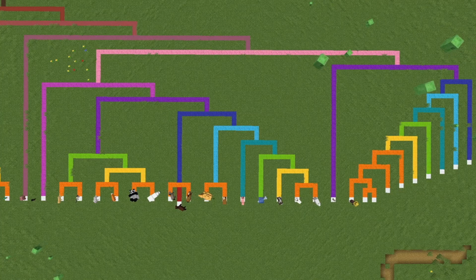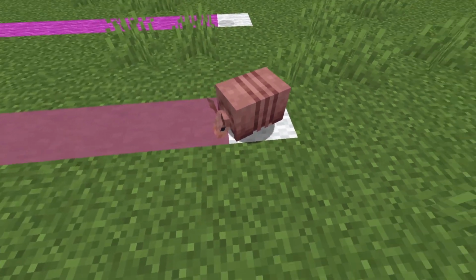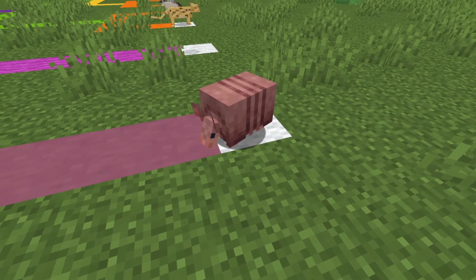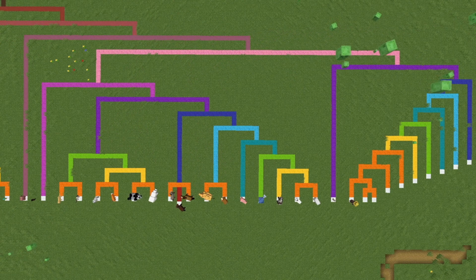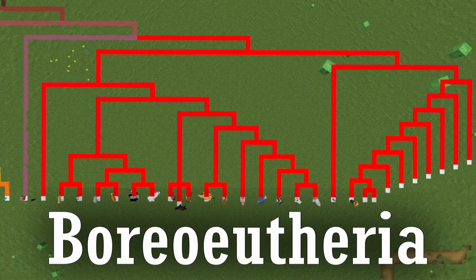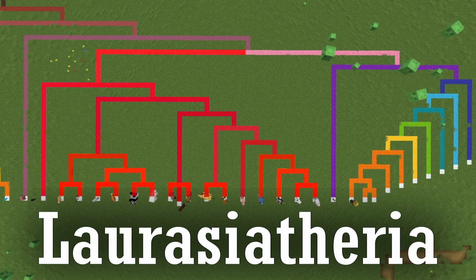Atlantogenata is only represented by one member in Minecraft, and it's the armadillo. Other members of this clade in real life include the elephant, the manatee, and the sloth, and a bunch of other stuff, of course. But besides the armadillo, every single mammal in Minecraft is a Boreoeutherian.